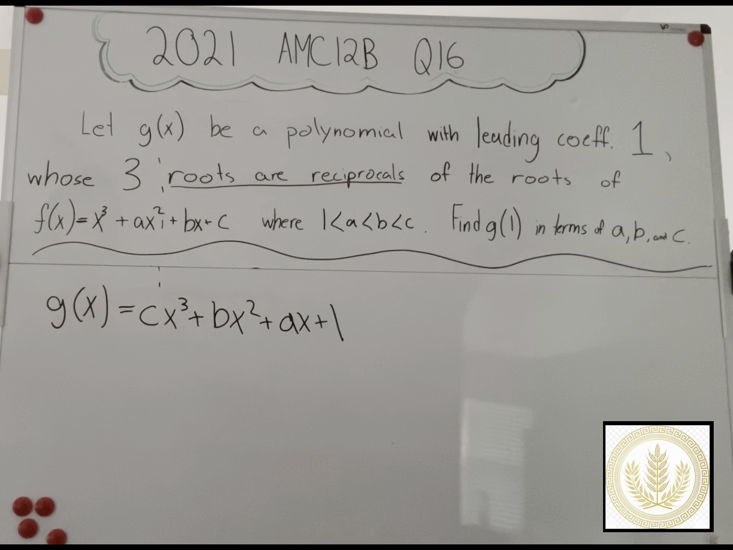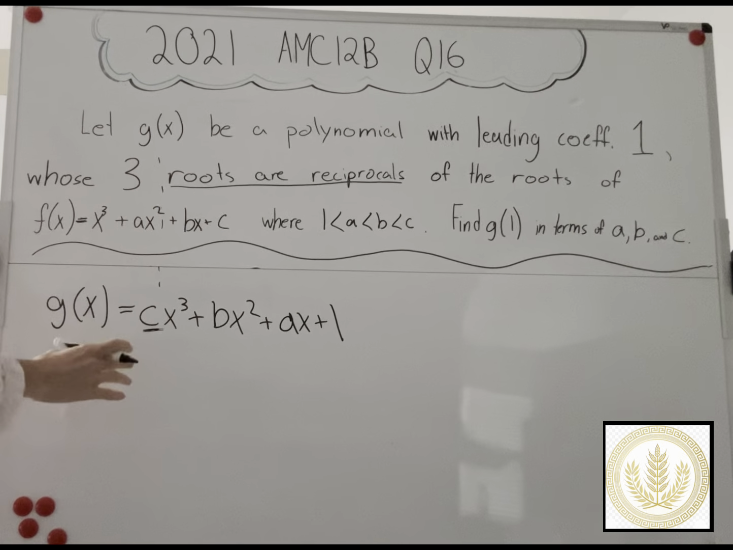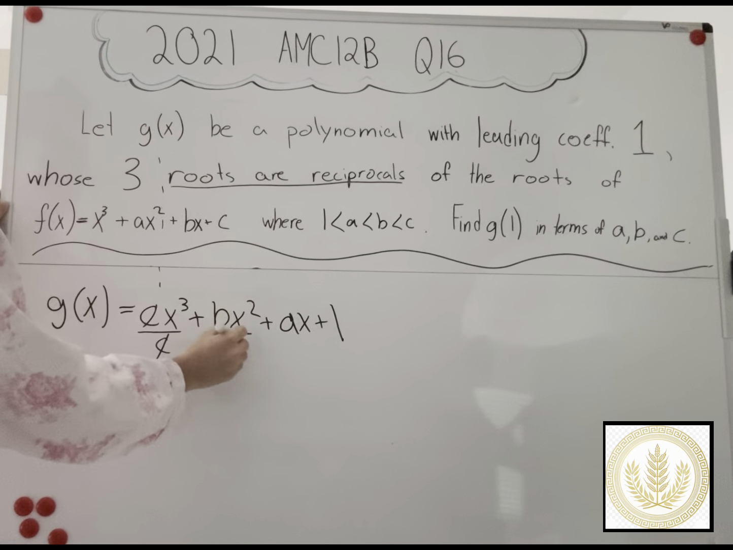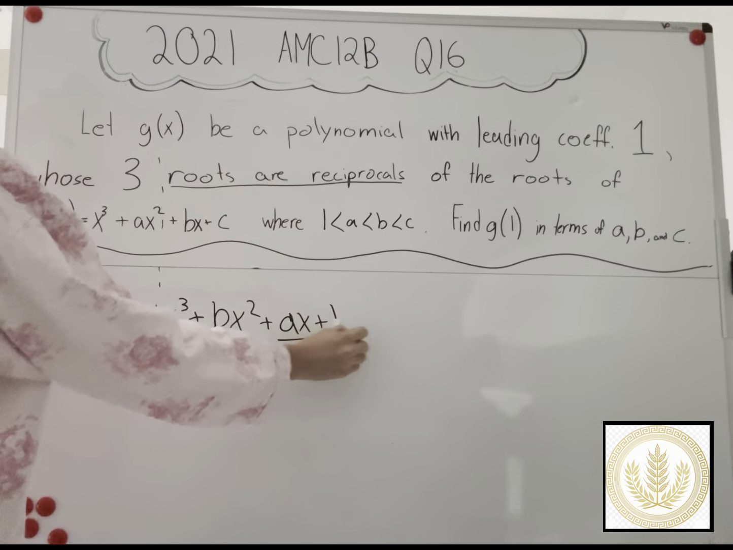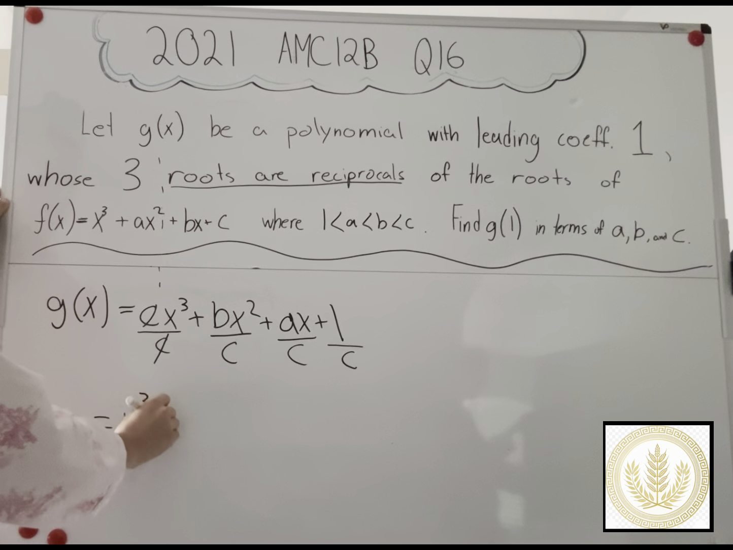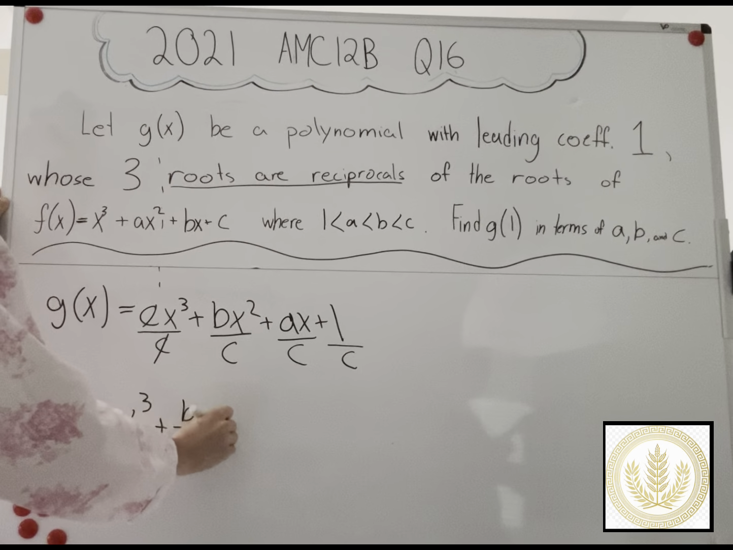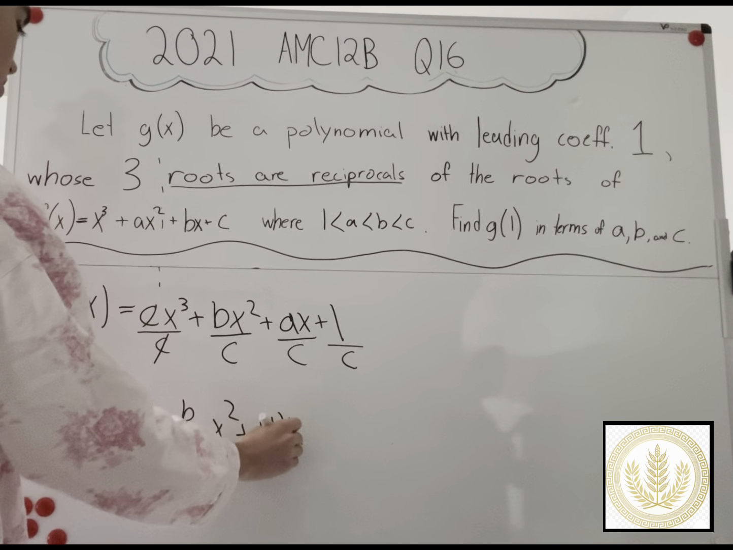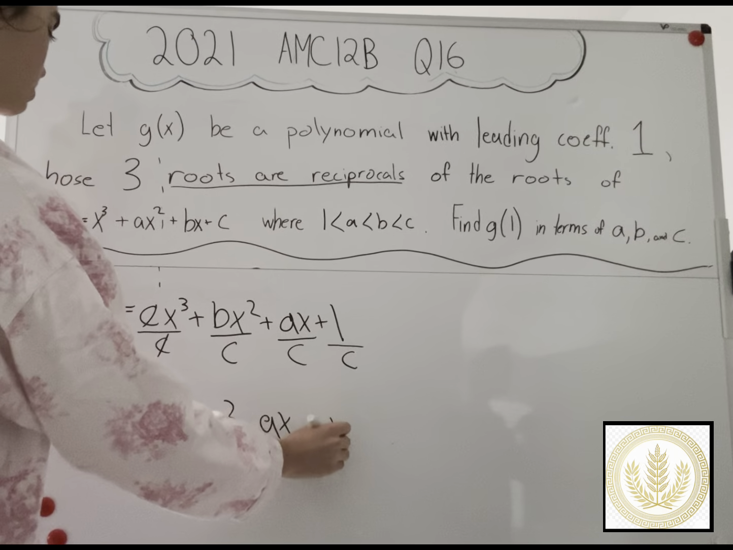And now that we have our g of x, it's telling us that g of x has to be a polynomial with a leading coefficient of 1. But right now, our leading coefficient is c. So what do we have to do to get a leading coefficient of 1? Well, we just divide this whole equation by c, right? So divide this by c, this cancels out, divide this by c, divide this by c, and this by c. And we get x cubed plus b over c x squared plus a over c x plus 1 over c.